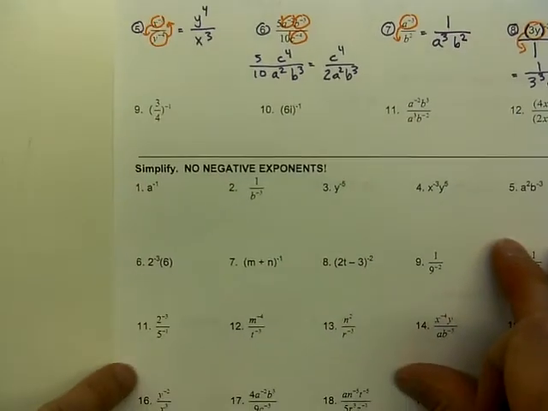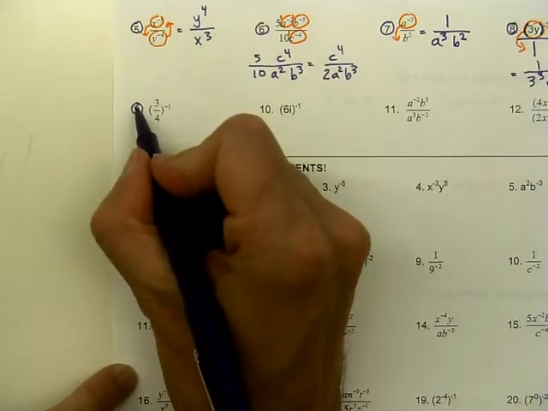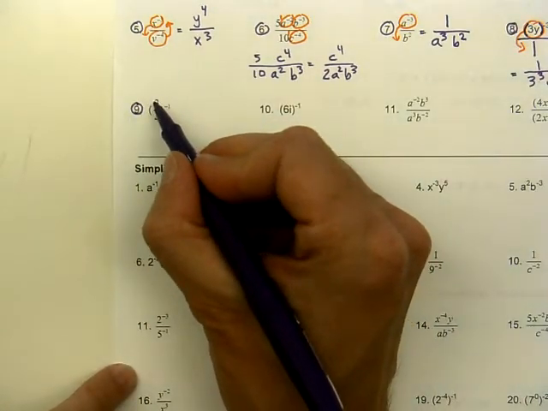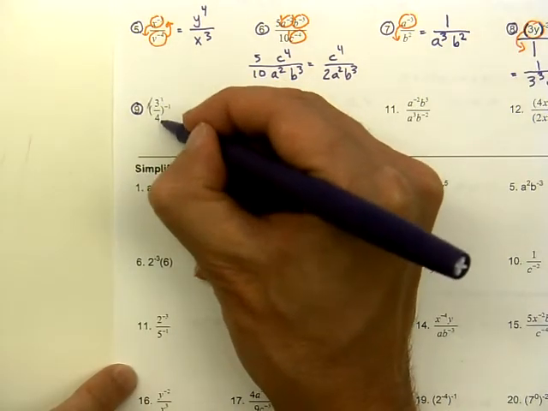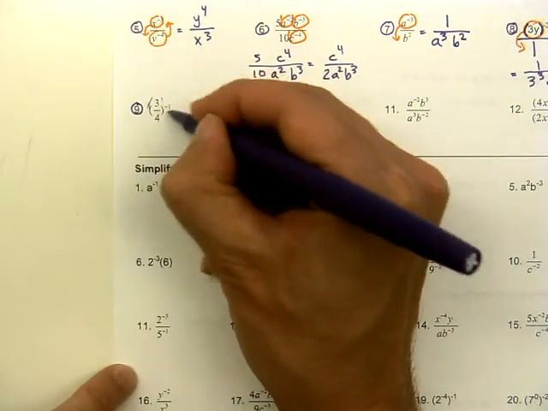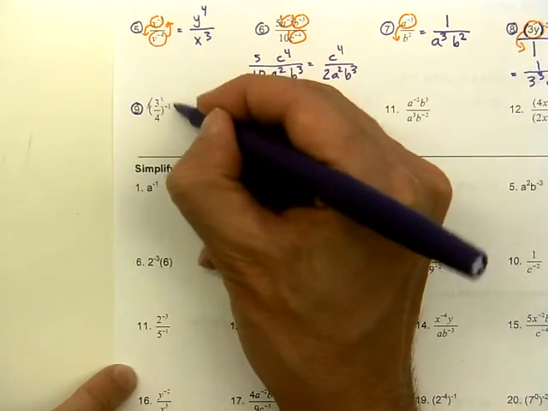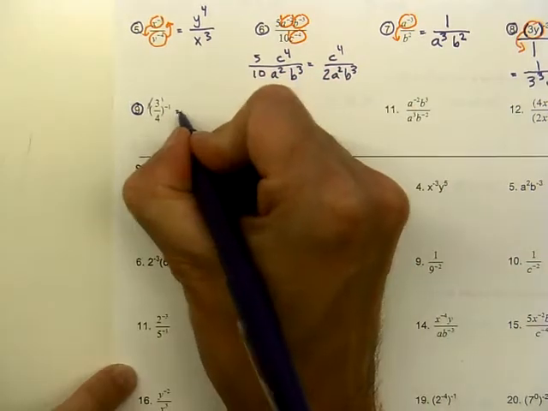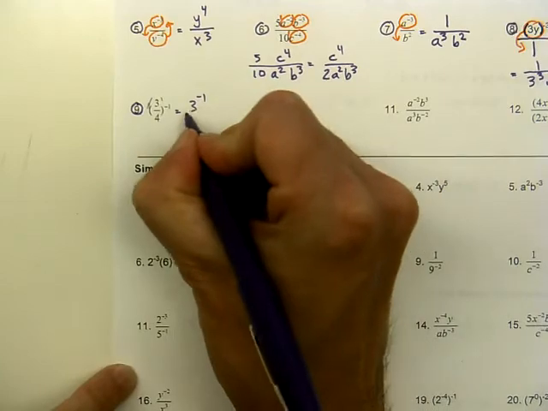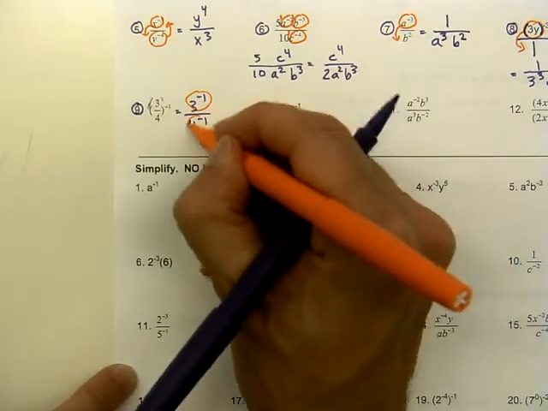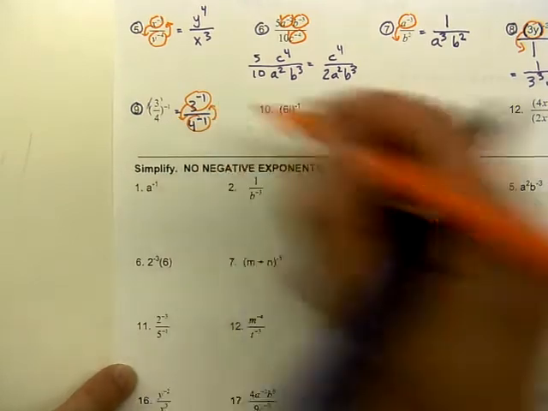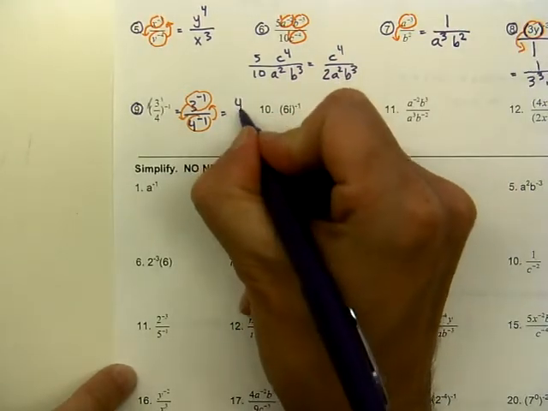All right, here's number 9. Taking a look at this one. Again, we're going to raise each power to the power of 1. You can see that this whole fraction is wrapped in parentheses. The whole thing has the negative exponent. That means it applies to both the top and the bottom. So you can think of it like 3 to the negative 1 over 4 to the negative 1. And then we'll move each base independently. So we end up with 4 over 3.